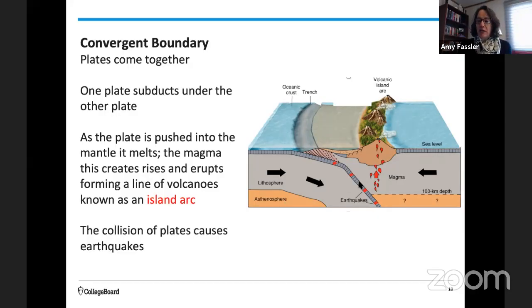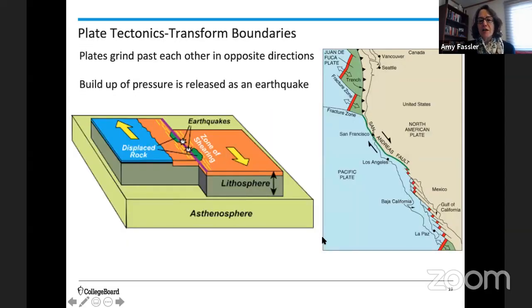Then I can have volcanic eruptions that bring that molten melted material to the surface and deposit it, creating what we call a volcanic island arc. The collision of these plates can also cause earthquakes. The third type of plate boundary is a transform boundary or a transform fault boundary.